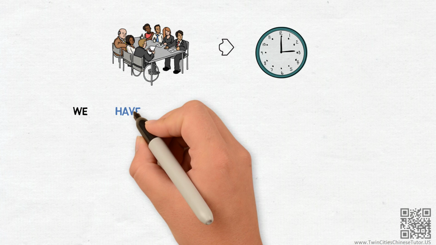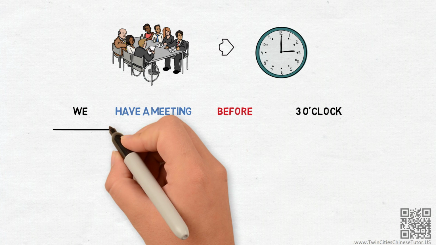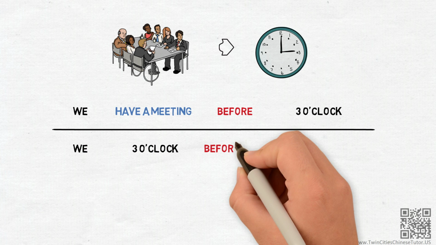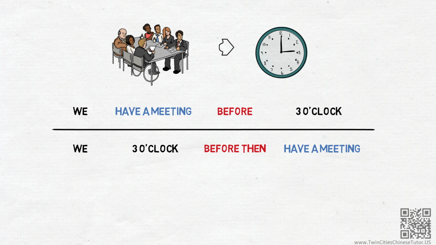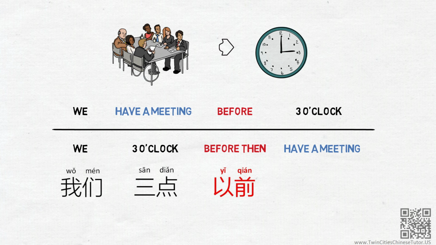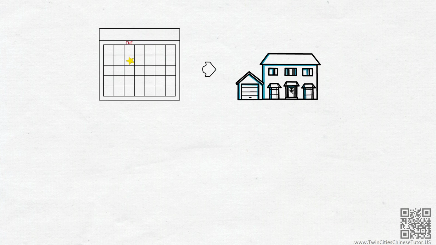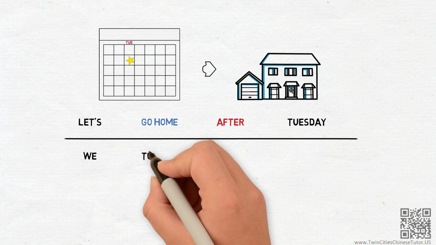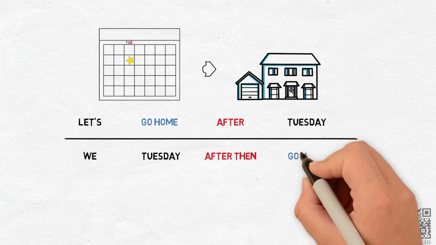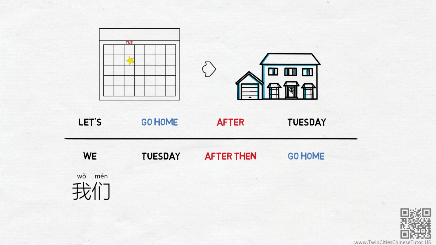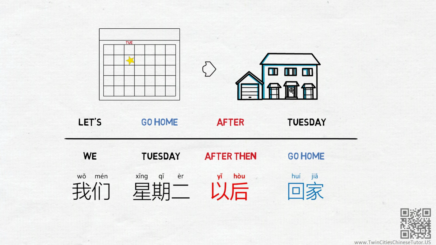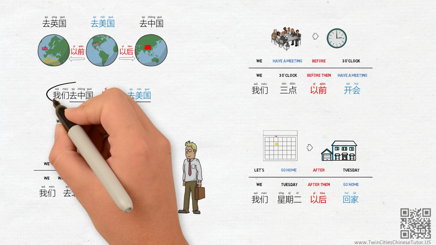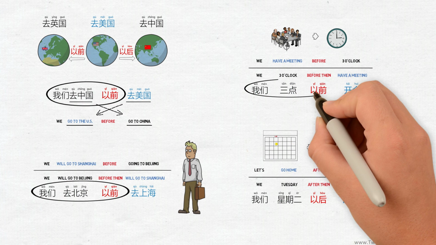To say, we have a meeting before 3 o'clock, we will say, we, 3 o'clock, before then, have a meeting. In Chinese, 我们3点以前开会. To say, let's go home after Tuesday, we will say, we, Tuesday, after then, go home. In Chinese, 我们星期二以后回家.